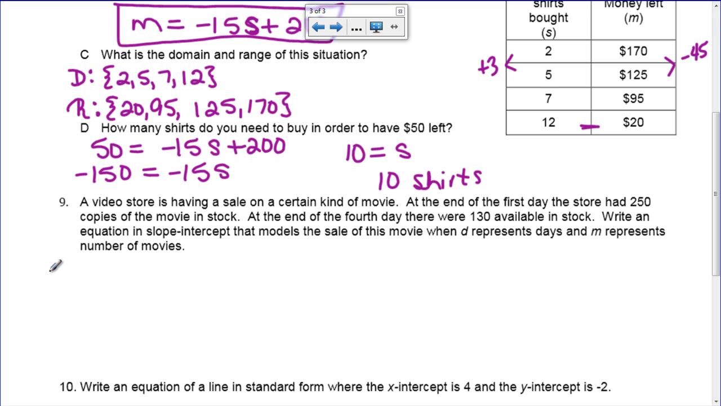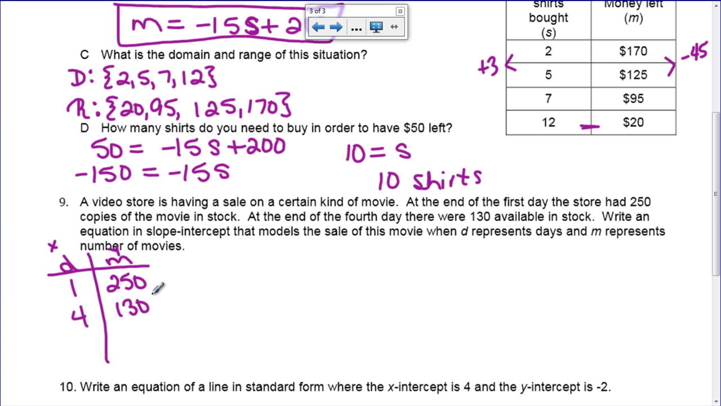So the first thing I'm going to do is make a table, and think about what's independent and what's dependent. The number of days and the number of movies. Well, the number of movies I have left depends on how many days I've been selling. So M is my dependent, D is my independent, so that makes D my x and M my y. I'm going to plug in what I know. At the end of the first day, day 1, there were 250 movies. At the end of the 4th day, day 4, there were 130.